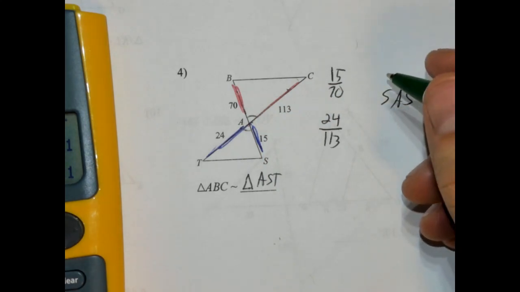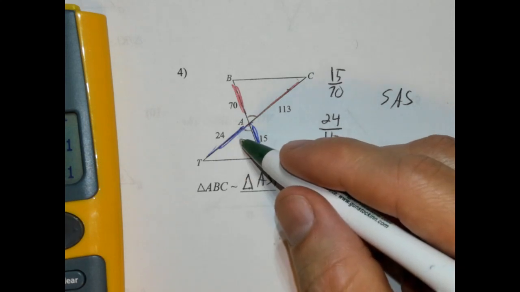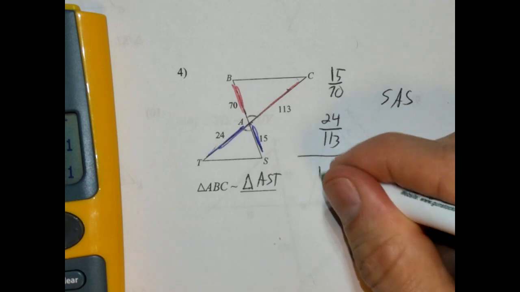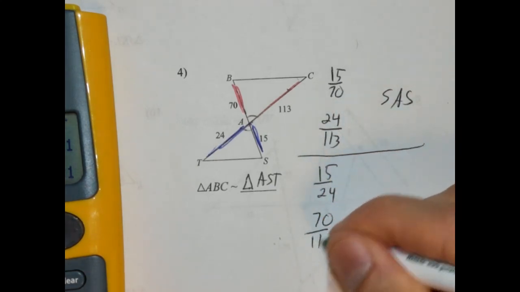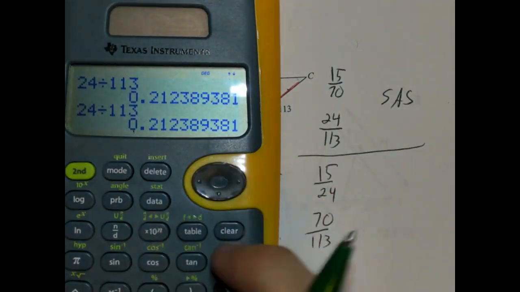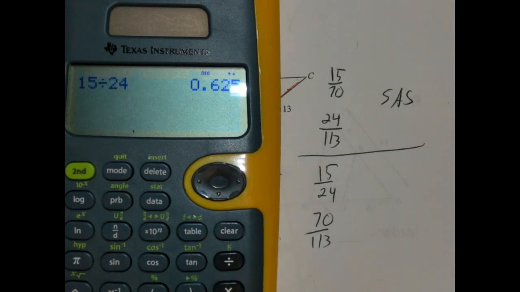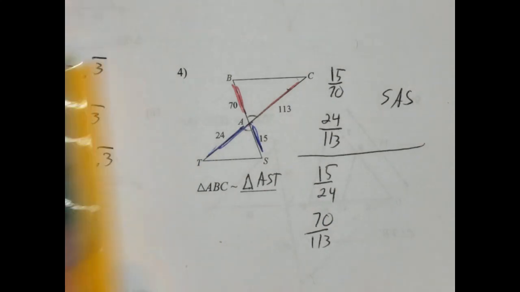Alright, let's check something else. Let's see if the small over the big within the same triangle is the same as the small over the big in the other triangle. Let's just test that out. Let's see if that works. 15 over 24, 70 over 113. Let's see if those equal the same value. Let's find out. So 15 divided by 24. Alright, and then 70 divided by 113 does not. Interesting. Okay. So there we go.